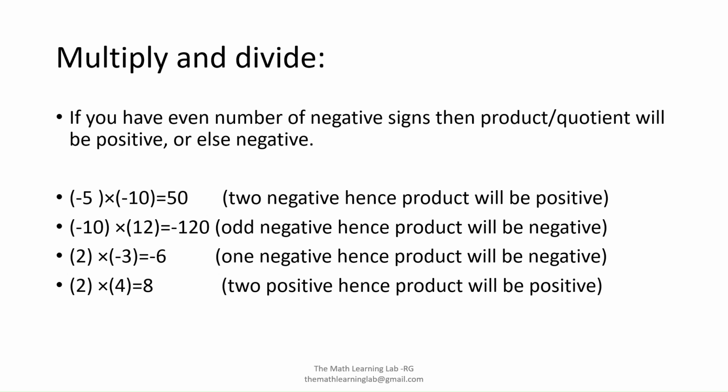Negative 5 times negative 10. Just multiply 5 and 10, which is 50. And since you have an even number of negatives, the answer will be positive. Negative 10 times negative 12 is positive 120. 2 times negative 3 is negative 6, and so on.